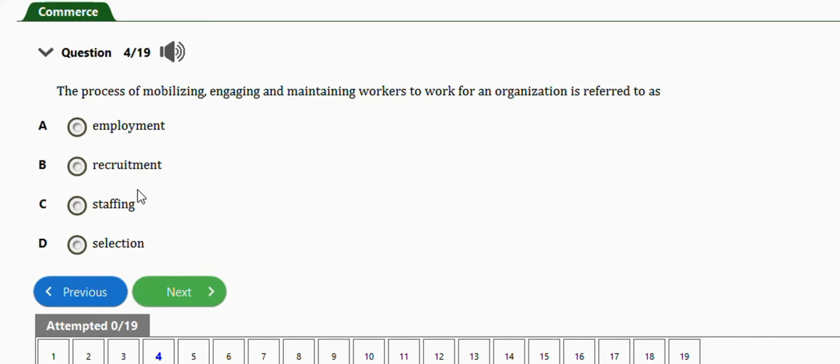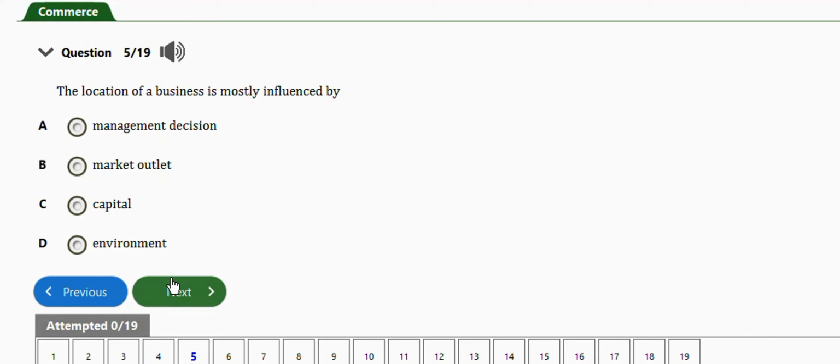Okay, next question. The process of mobilizing, engaging, and maintaining workers to work for an organization is referred to as staffing, option C. Okay, next question says the location of a business is mostly influenced by management decision, market outlets, capital, environment. The right answer is option B, market outlets.